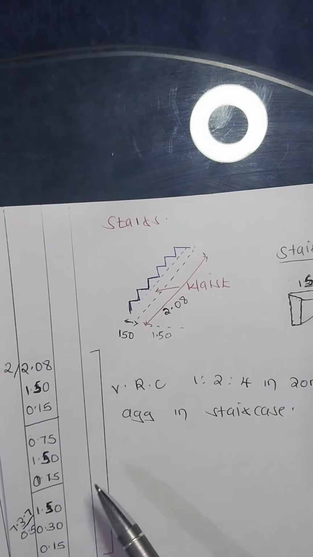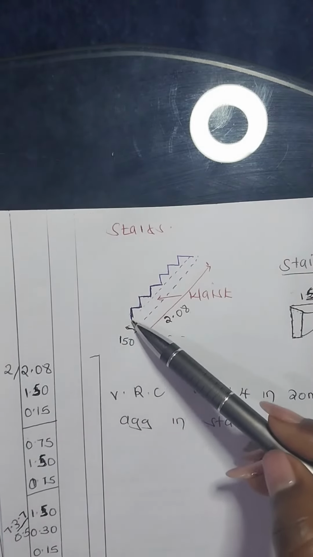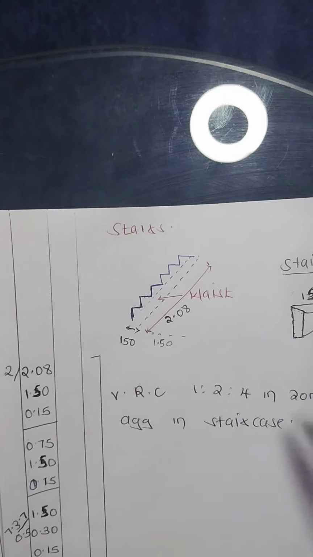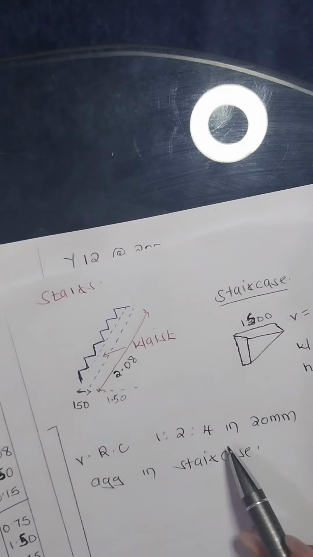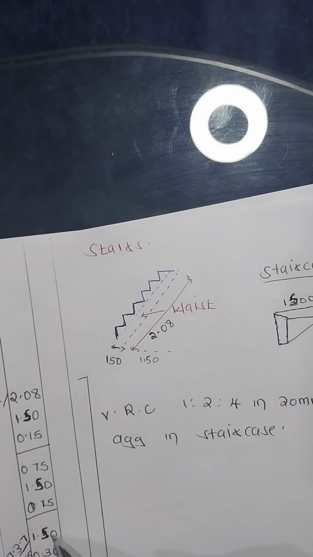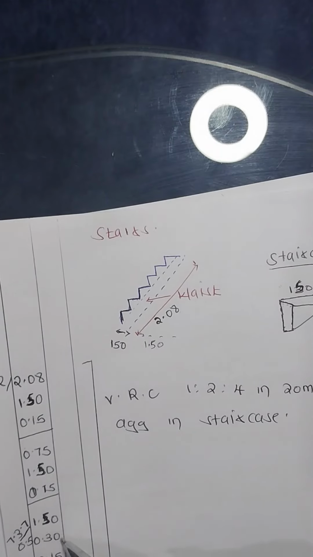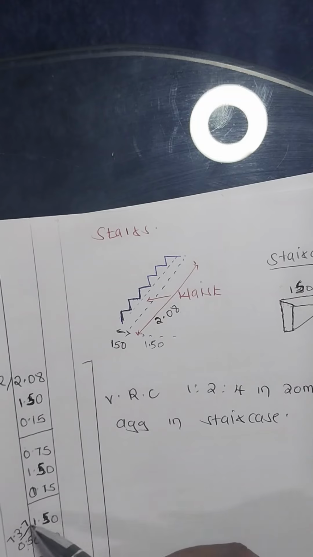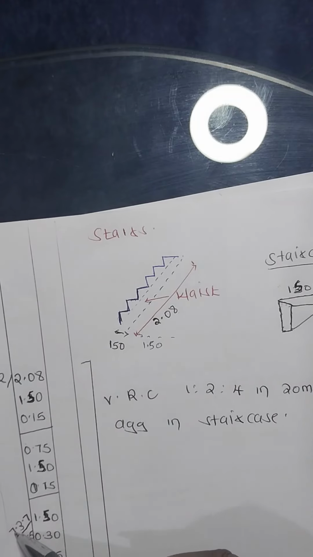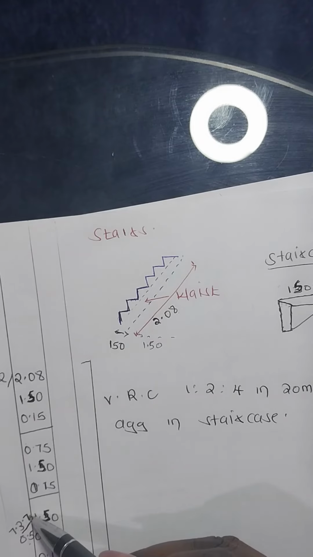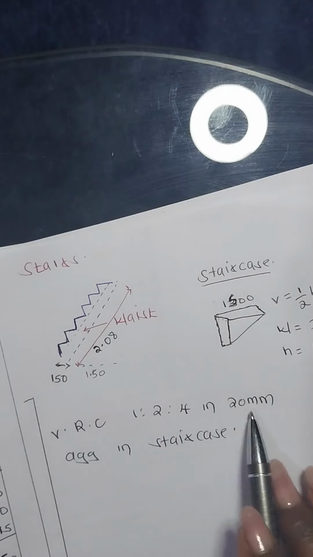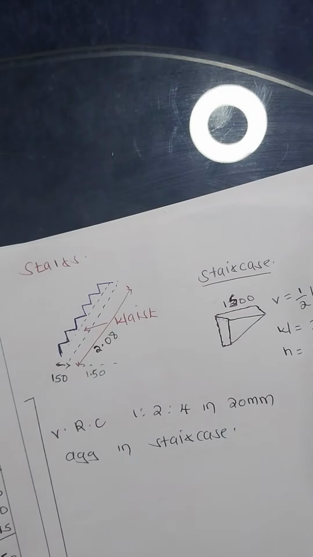And then we go to the triangles now. So we have half length times width times the depth. So we start by the width is 1.5, the length 1.5, the width is 0.3, the depth is 0.15, multiply by half, that is 0.5, and then we multiply by the number. The first one was 7, the second one is 3, and then the third one, they were 7. Now that gives us VRC in 1 is to 2 is to 4 in 20 millimeters aggregate in the staircase.